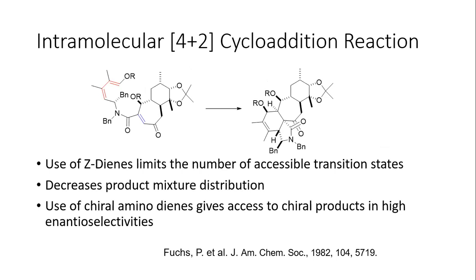So initially, this seminal work was done in 1982. This was done by Philip Fuchs, and the concept was to use a Z diene, right, to limit the number of transition states. That was the first idea behind their intramolecular 4+2, and doing it such that the products are chiral and isolated in high enantiomer selectivities. And by limiting the transition states, you obviously decrease the mixture and the product distribution.